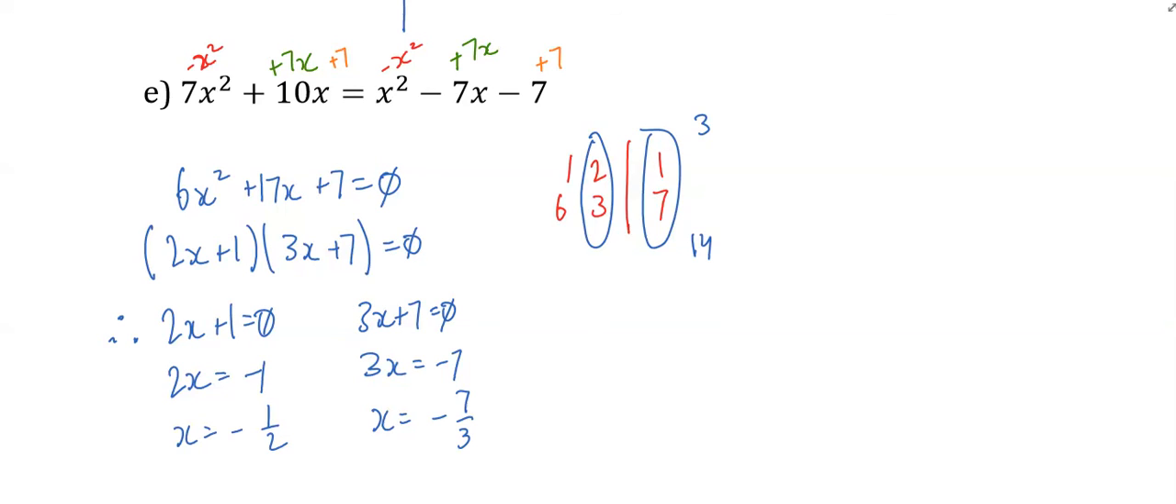2x plus 1 times 3x plus 7 is what seems to work, because I get 2 times 7 is 14, and 1 times 3 is 3. 14 plus 3 is 17. Okay, and then again, like I said before, don't forget to do these last steps. So I got -1/2 and -7/3.